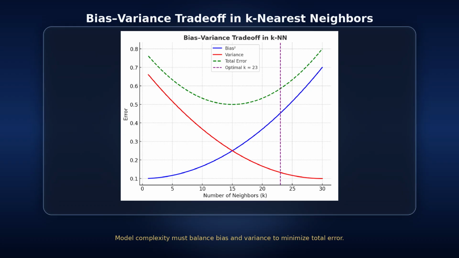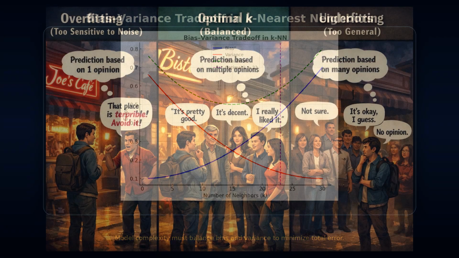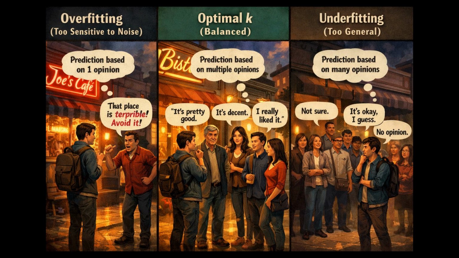This point represents the best balance between bias and variance, and in this example, it occurs around k approximately equals 23. This is sometimes called the elbow point, where increasing model complexity no longer improves performance and begins to increase error instead. A useful way to think about this is a real-world analogy.